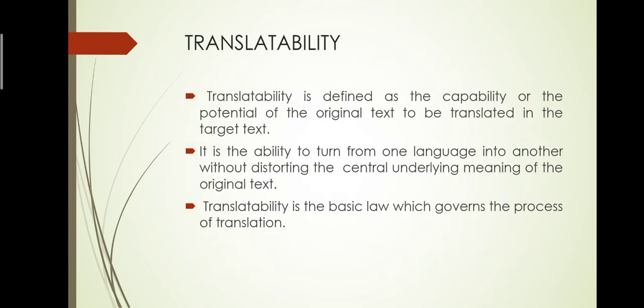Another important term pertaining to translation is translatability. Translatability is defined as the capacity or capability of the original text to be translated into the target text. It is the ability to turn from one language into another without distorting the central underlying meaning of the original text. Translatability is the basic law which governs the process of translation.